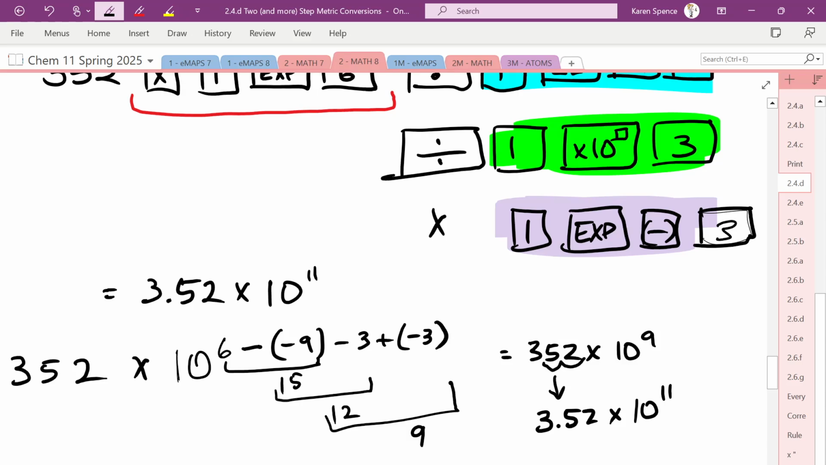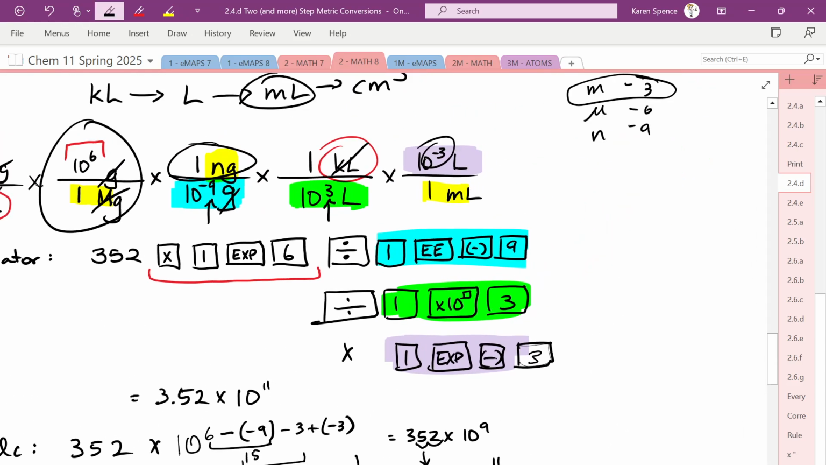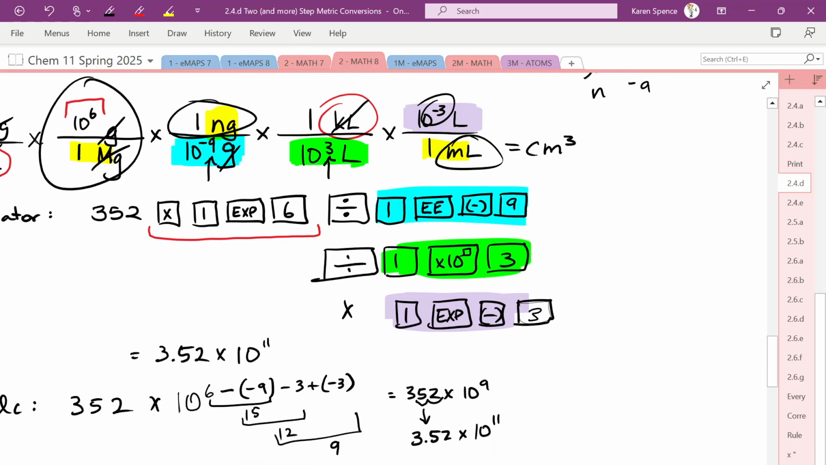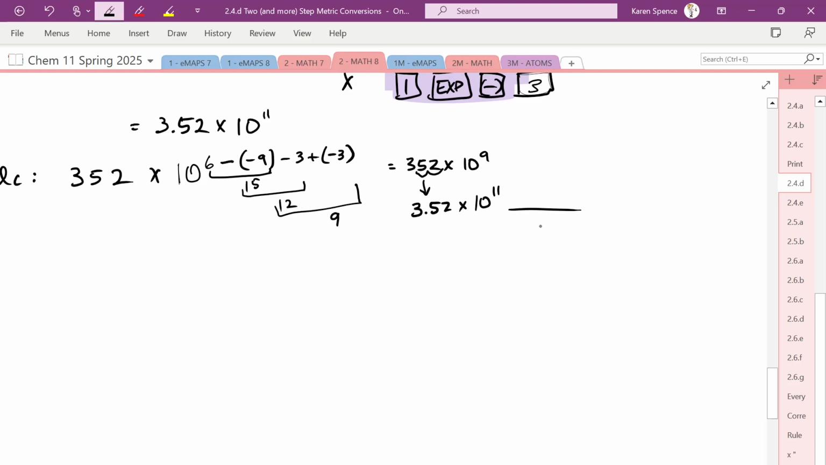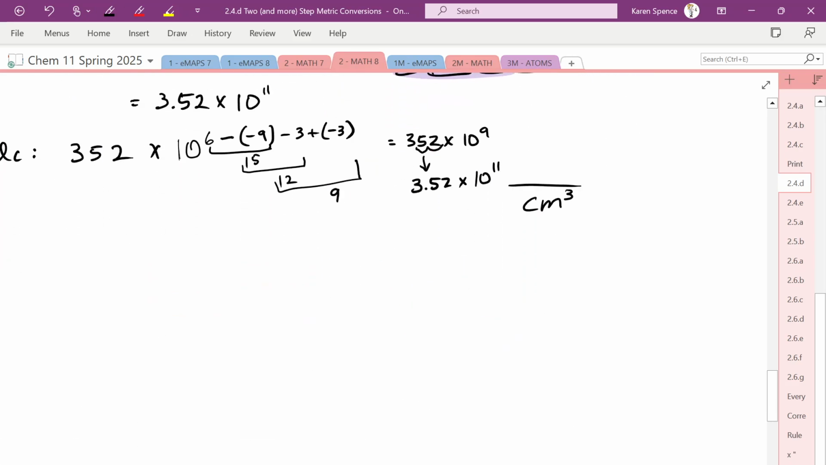Would that be a perfectly good answer, or am I missing something? Yes, I'm missing my units, so I would need to go back and ask what my units are. Look, I have milliliters, but I know that those are centimeters cubed, and that's what I wanted. So centimeters cubed are going to be on the bottom. And what do I have on the top? I have nanograms on the top, so that is nanograms per centimeter cubed. Okay?